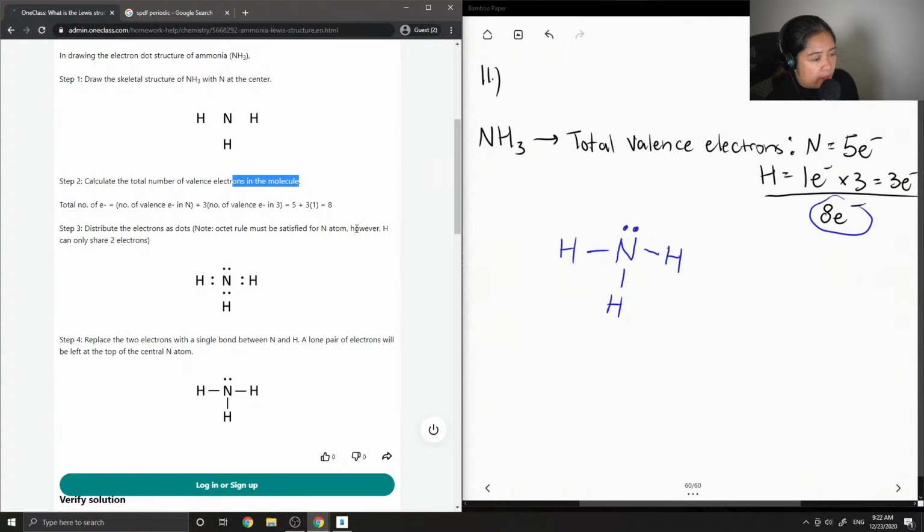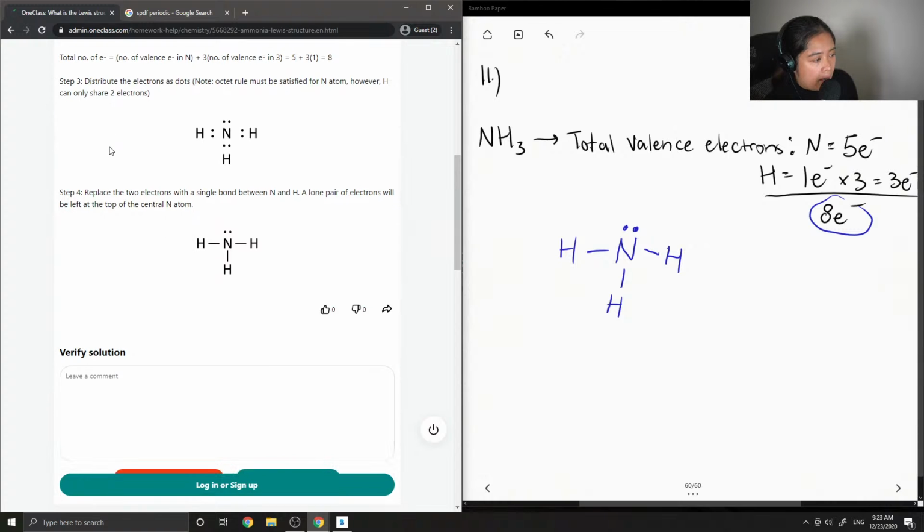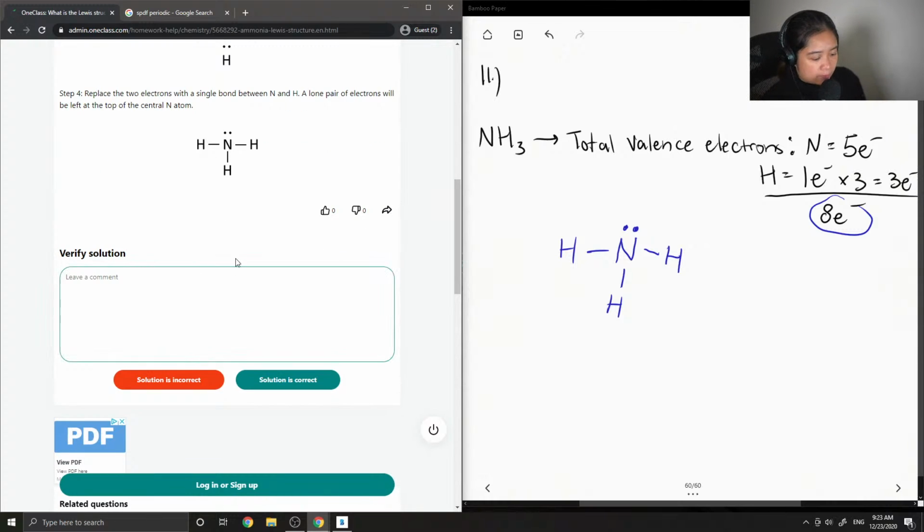So I like to do this one first, but I guess it doesn't matter too much. But they found it to be 5 plus 3, which is equal to 8. Step 3, distribute the electrons as dots. Note that the octet rule must be satisfied for the nitrogen atom. However, hydrogen can only share 2 electrons. Step 4, replace the 2 electrons with a single bond between nitrogen and hydrogen. A lone pair of electrons will be left at the top of the central nitrogen atom. Yep, so this solution is correct.